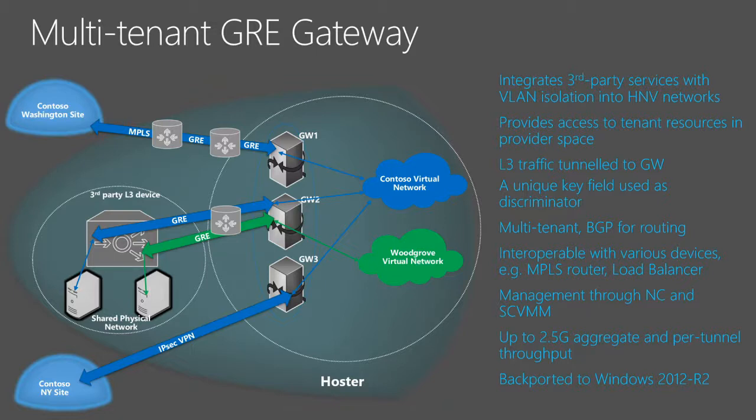The throughput of the GRE tunnel is higher than site to site. You can do up to 2.5 gig for the entire gateway for all the tenants put together, and you can even do 2.5 gig per tunnel. So you could have a single tenant using up all the 2.5 gig also. And by the way, this solution is not only available in VNext, we have also backported it to 2012R2.